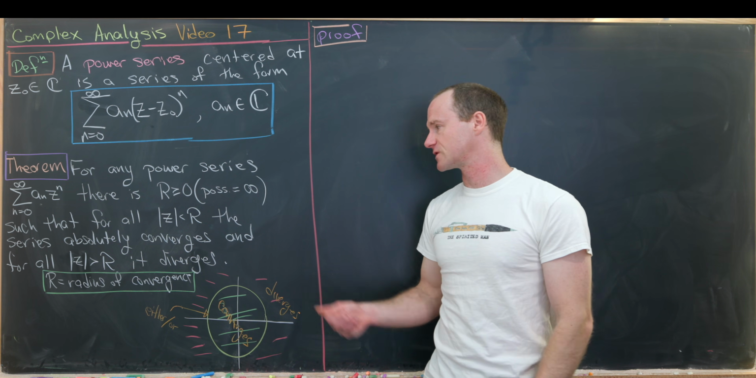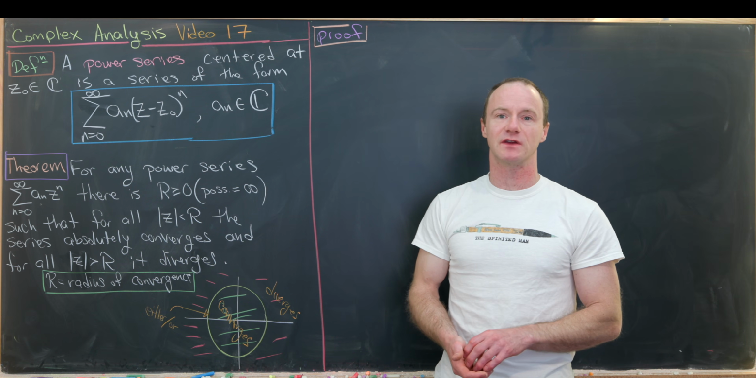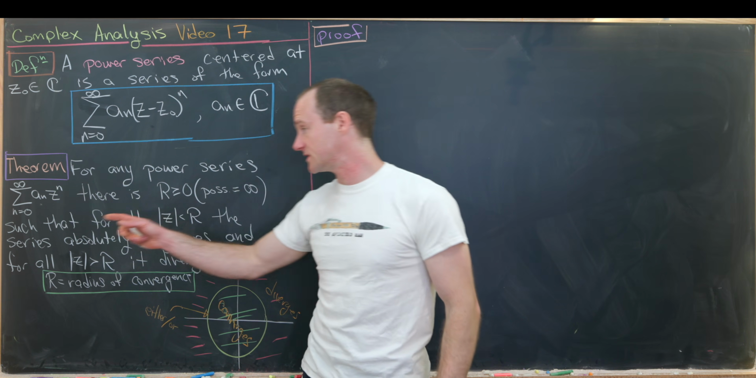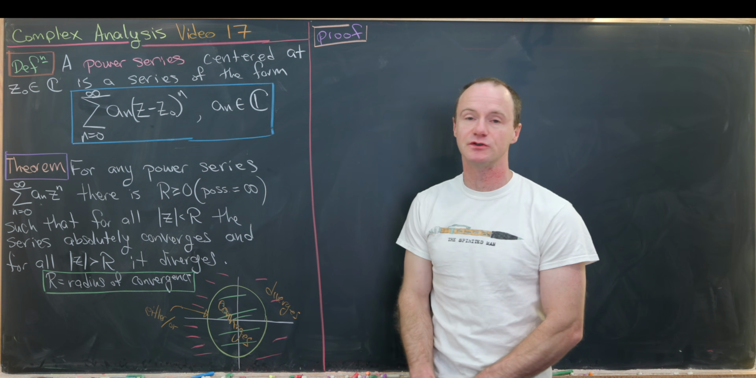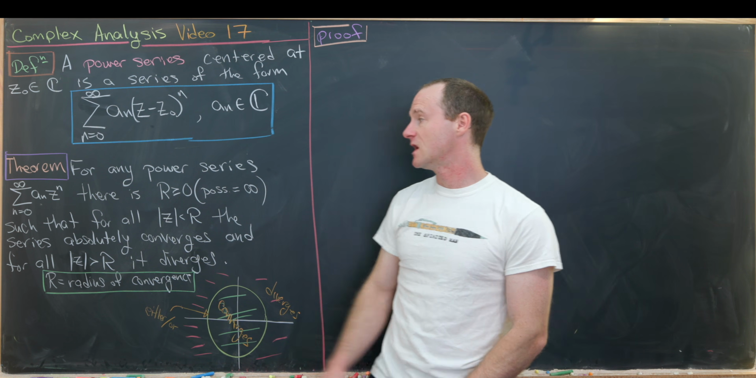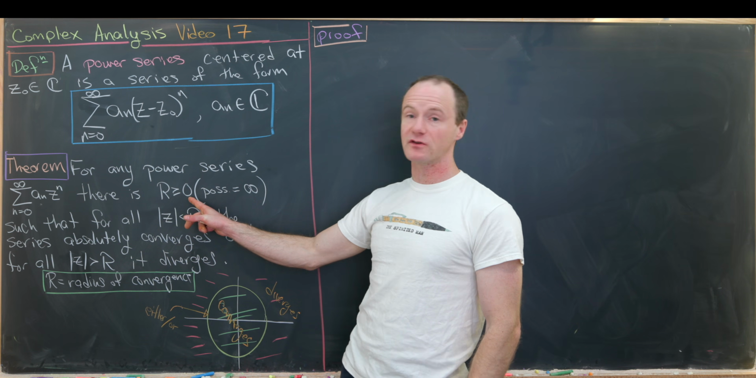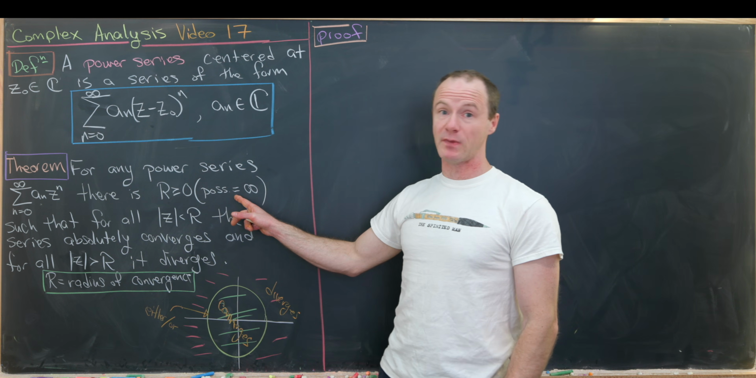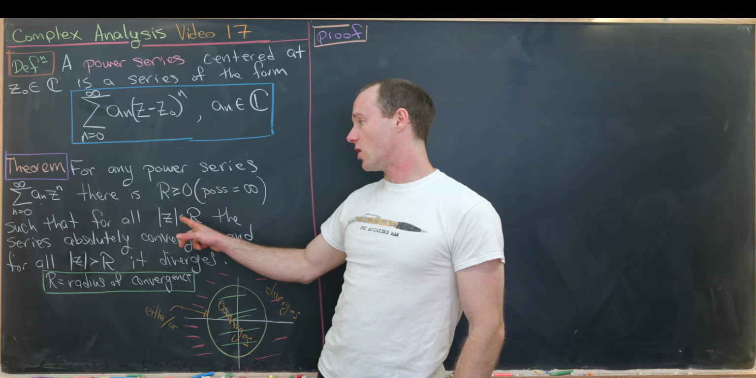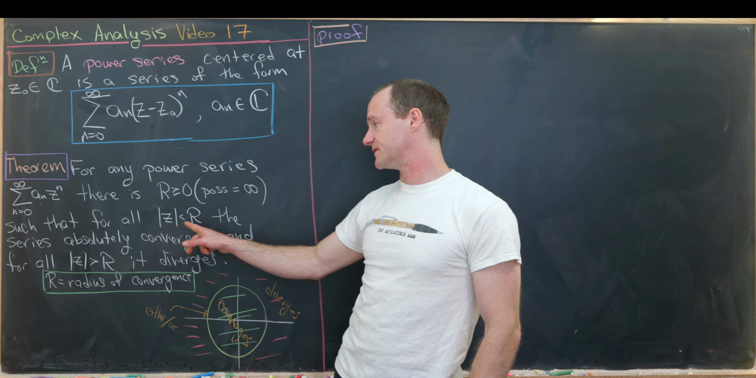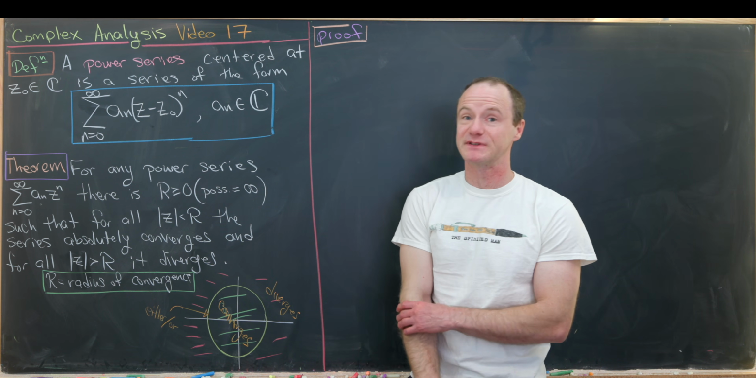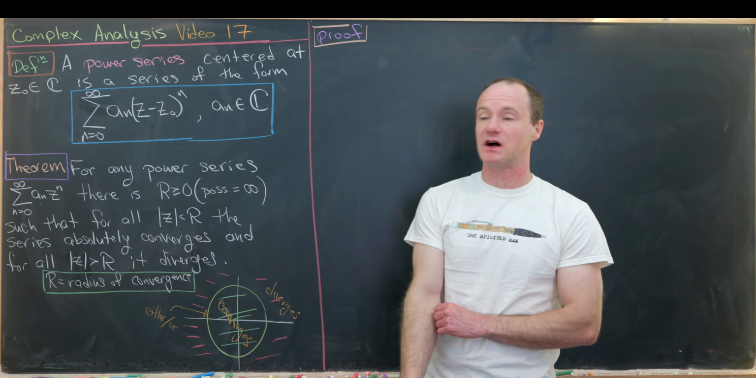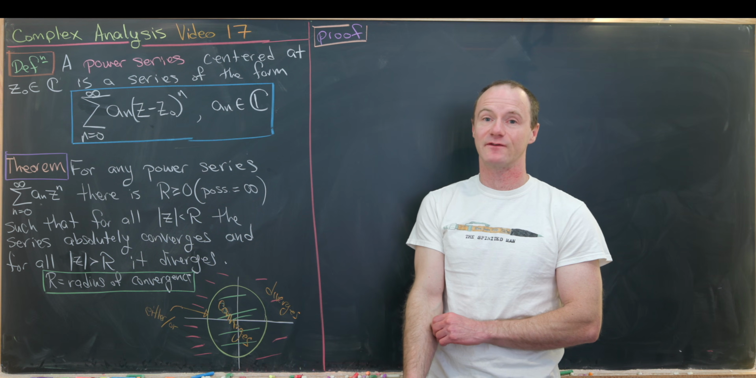Okay, so let's look at this first theorem, which is probably similar to something you saw in a real analysis class. It says, for any power series, given by the sum as n goes from 0 to infinity of a_n z^n, there is a capital R which is bigger than or equal to 0. It may be equal to 0, but it could also be positive infinity, such that for all complex numbers z where the modulus of z is less than R, the series absolutely converges. And for all complex numbers z where the modulus of z is greater than R, it diverges.